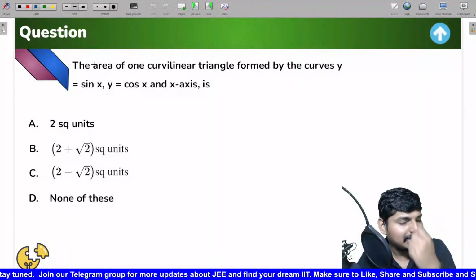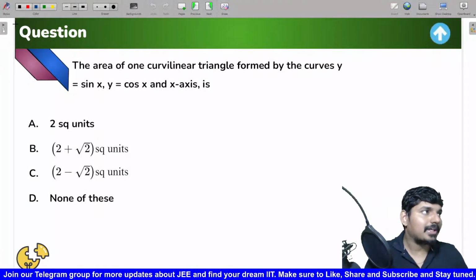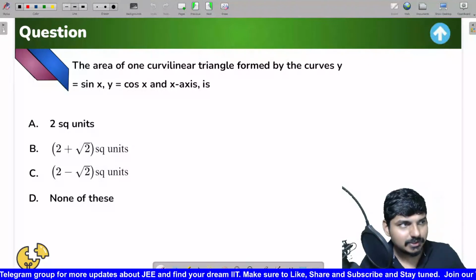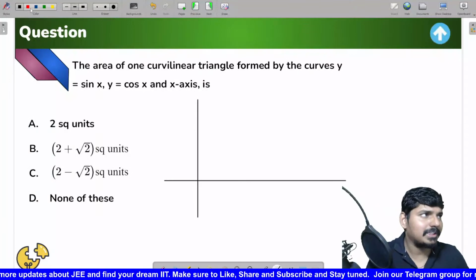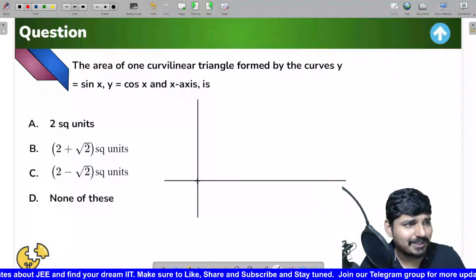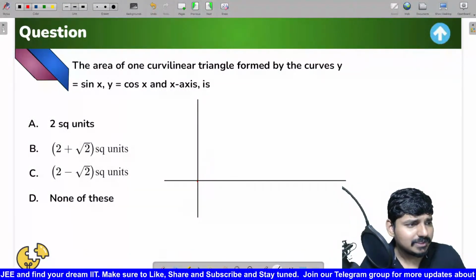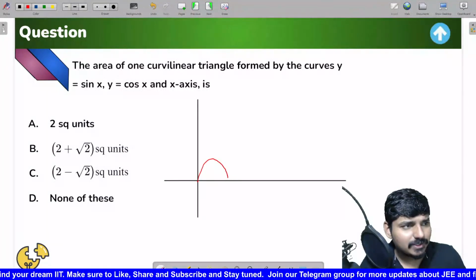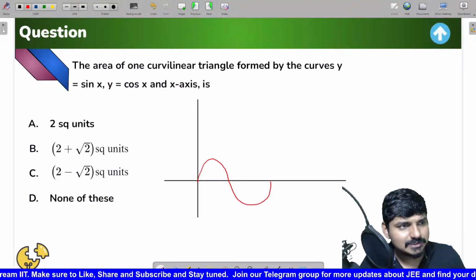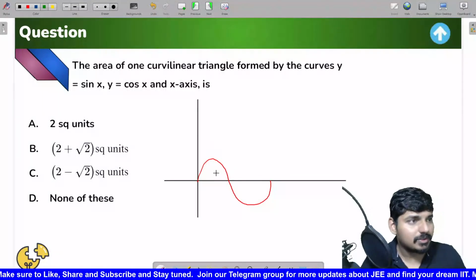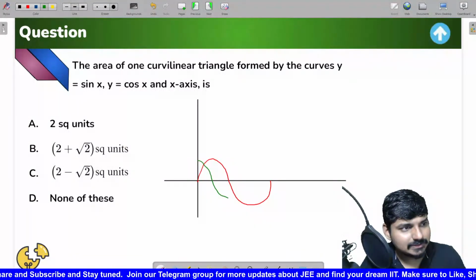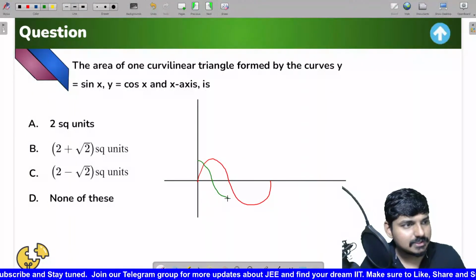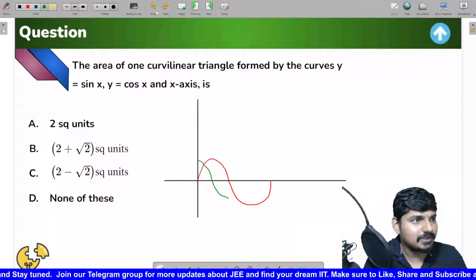So in this case, first, let me draw the graph of sin x and cos x, and the x-axis. Everyone knows that it's not a very difficult one. So this will be the graph of sin x. Let me draw the graph of sin x in this way. Let me draw the graph of cos x in this particular way. So let us say this is how the graph of cos x is going to look like. Just a minute, guys.